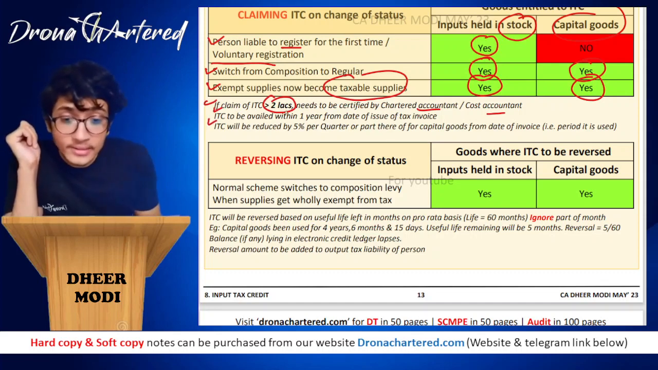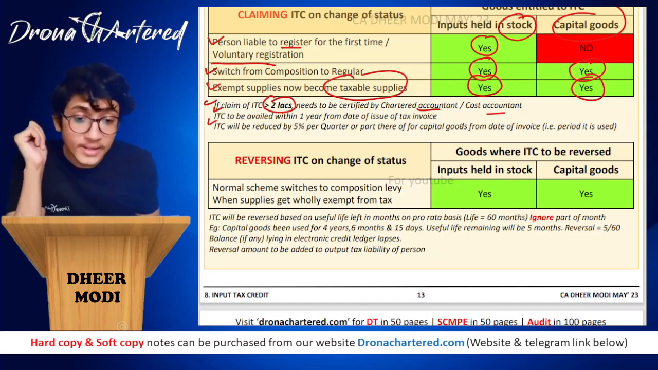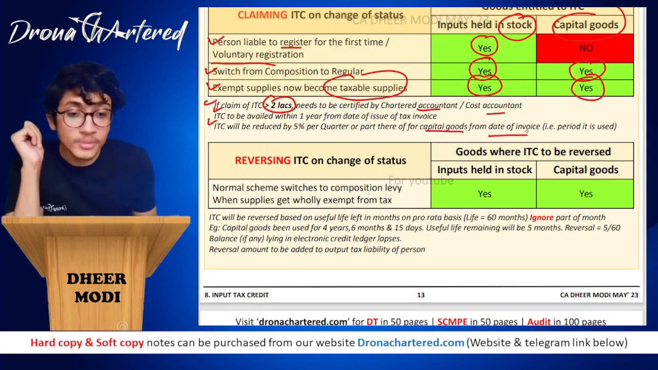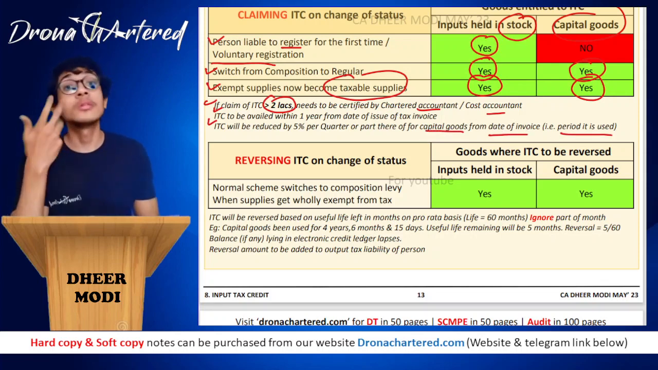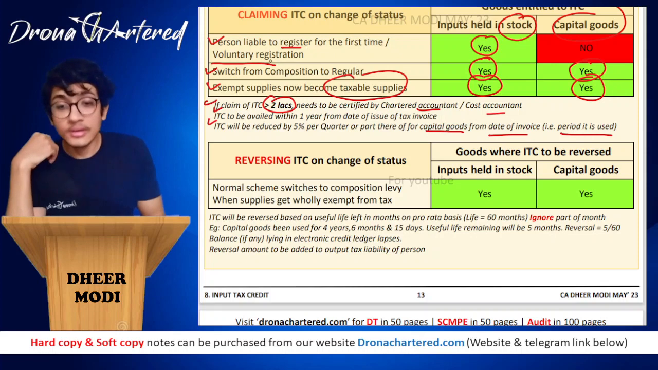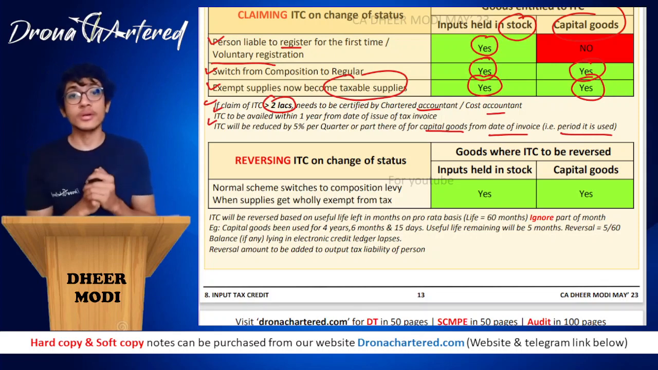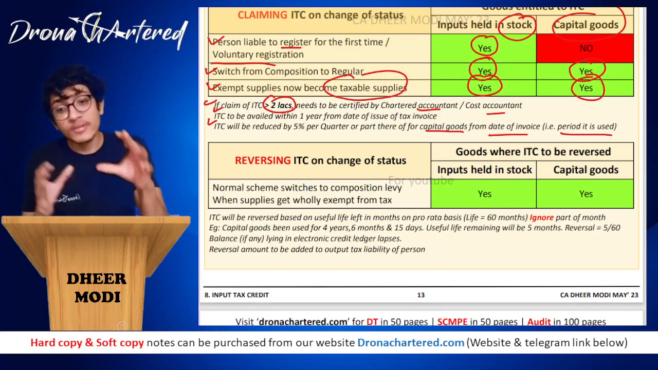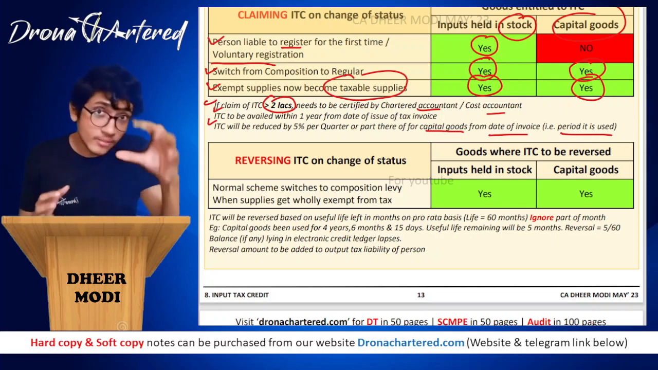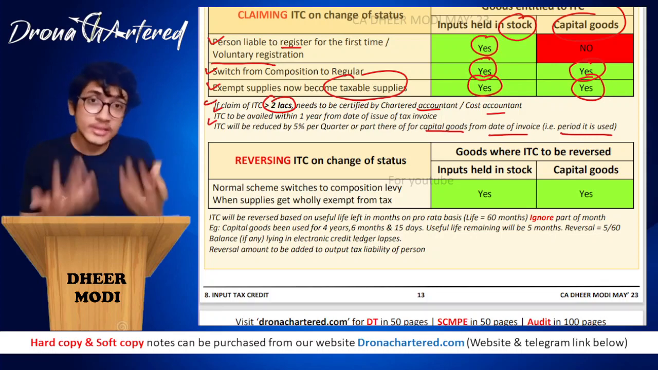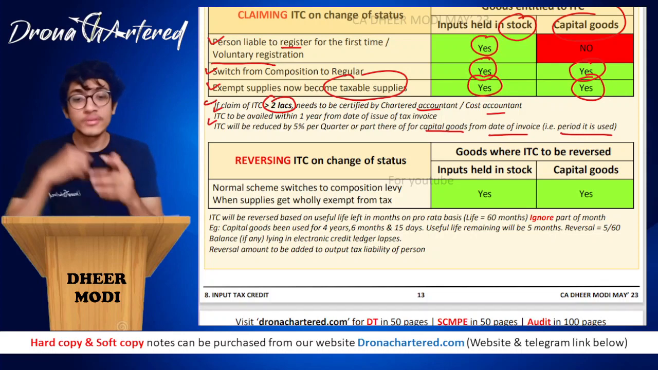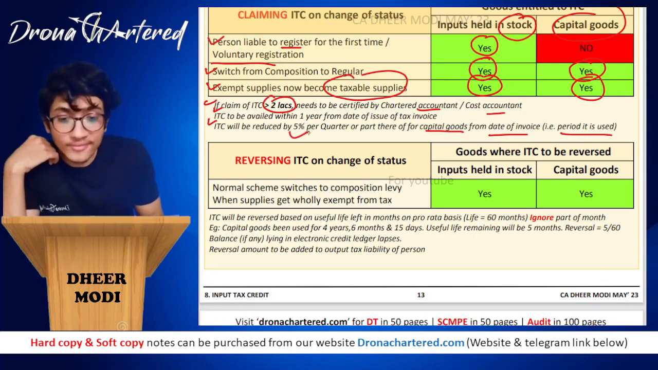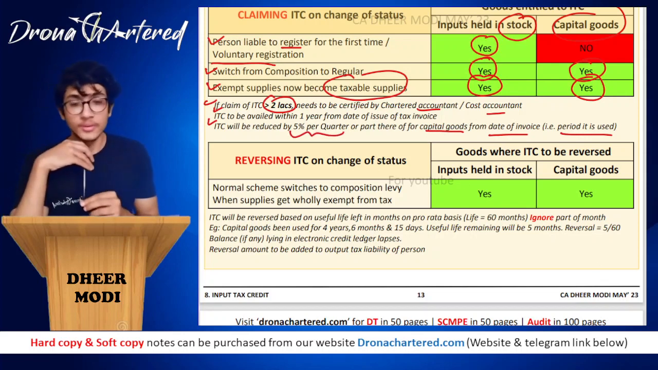And next, your ITC will be reduced by 5% per quarter or part thereof for capital goods from the date of invoice, that is, the period it is used. For example, when you switch from composition to regular, under composition you were not eligible to take ITC, correct? So we will be subtracting the time period for which you used it as a composition supplier. We will remove that portion of ITC and only then add the remaining ITC of the machinery. Okay, so that is your 5% per quarter.